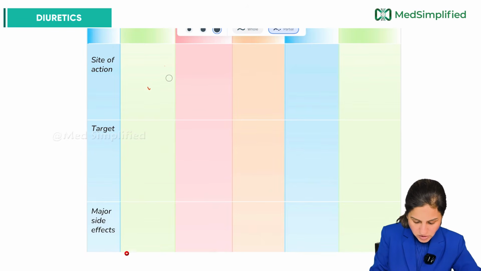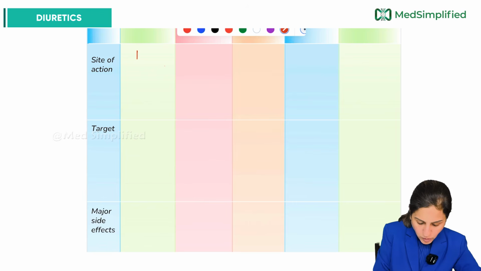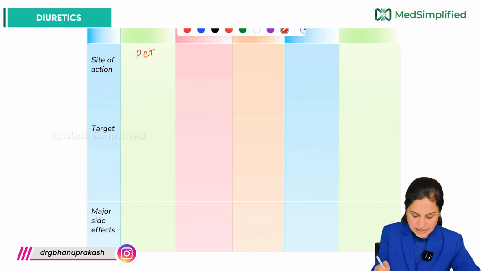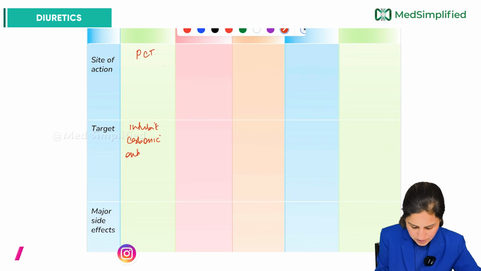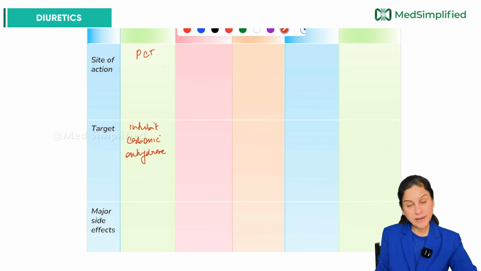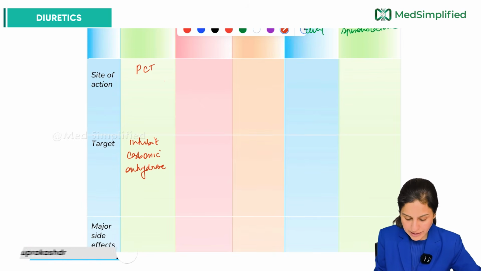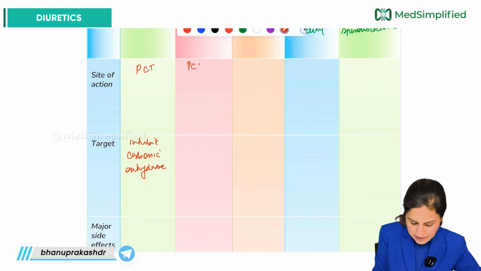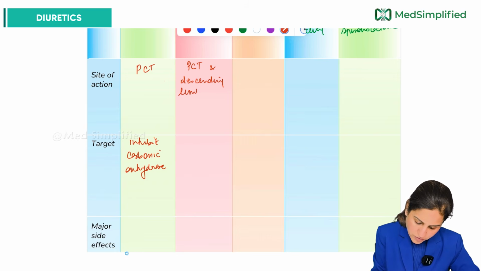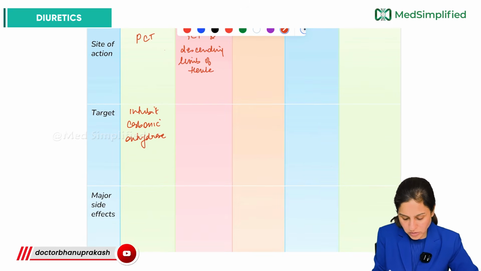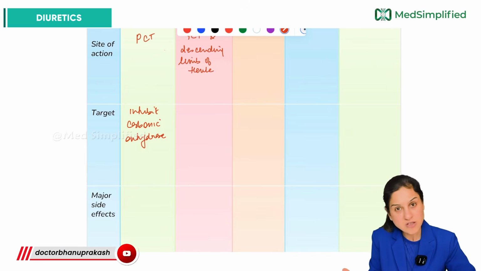For carbonic anhydrase inhibitors, the site of action is the proximal convoluted tubule, and the target is that they inhibit carbonic anhydrase. Okay. Now, the next is osmotic diuretics. The site of action is the PCT and the descending limb of Henle. The target is that they basically work by the osmotic process.